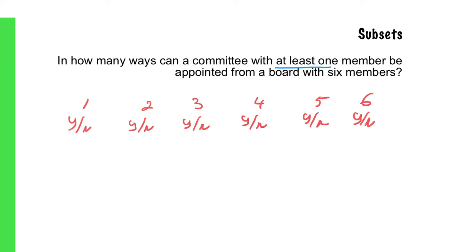And in this case, we've got 2 to the 6, and we're going to subtract 1 from it to account for the fact that at least one member must be there. So we're taking away the possibility of all the choices being no, and that result will be 63.